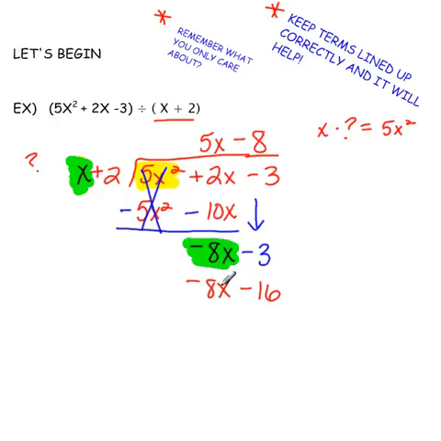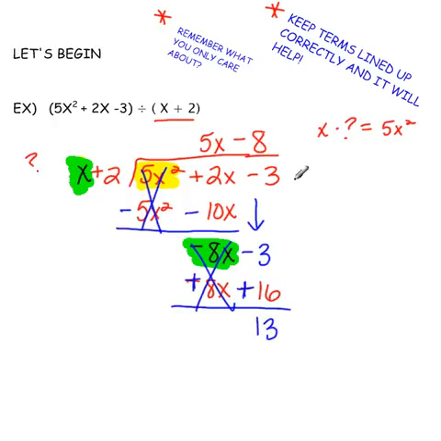All right, here we go. Draw our line. Change our signs. This was negative, it now becomes positive. This was negative, now it becomes positive. So draw your line, change your signs, and then combine. Here we go. Negative 8x plus 8x, bye-bye. Negative 3 plus 16 is 13.